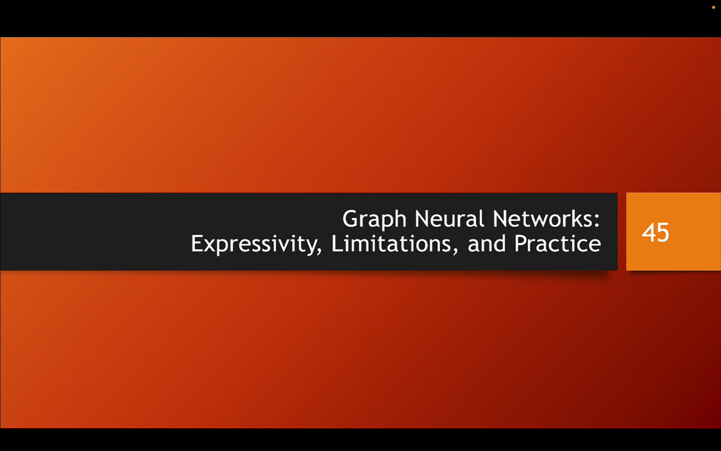How expressive are message passing graph neural networks? Why do they fail on certain graph structures? What causes oversmoothing and oversquashing? And what practical techniques help mitigate these limitations? Understanding these boundaries is essential because it allows us to use graph neural networks effectively, recognize when they are appropriate, and understand when a different modeling approach may be required.